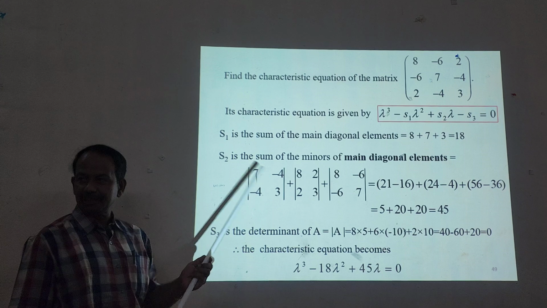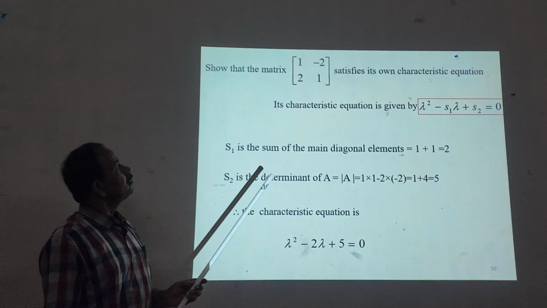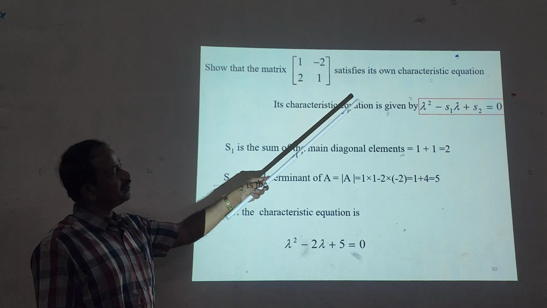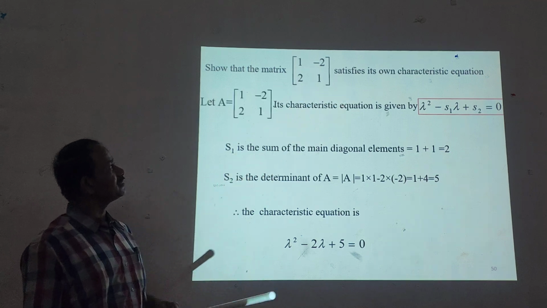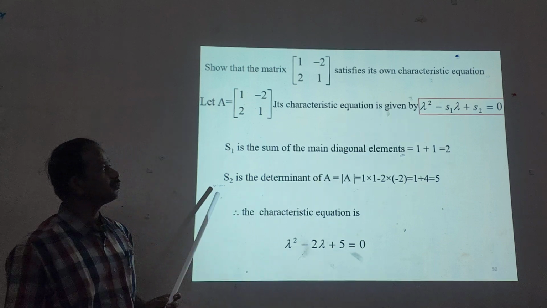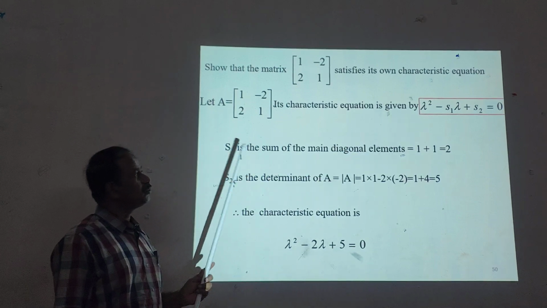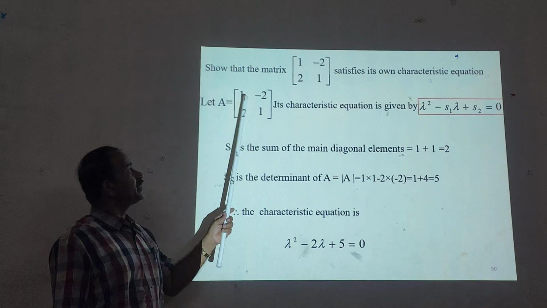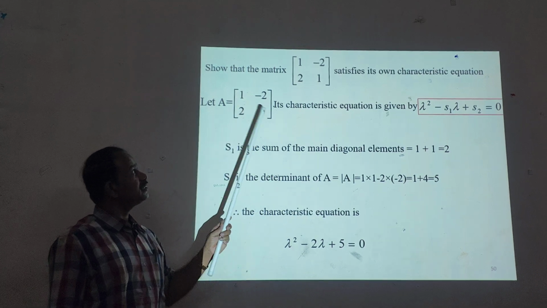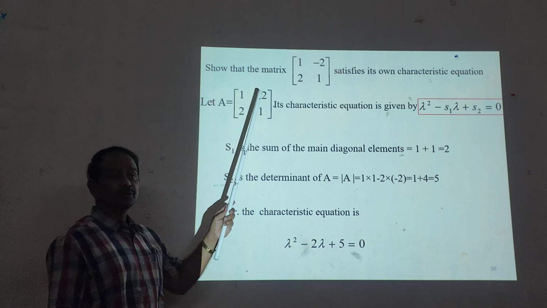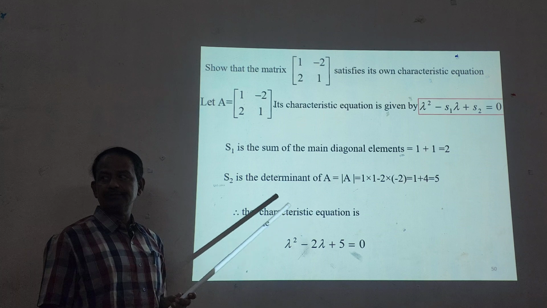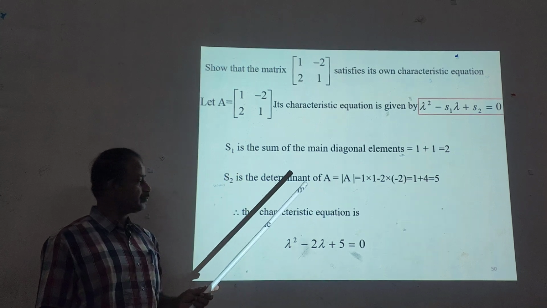So this is very simple. So 3 by 3 matrix. Show that this matrix satisfies its own characteristic equation. So this is 2 by 2 matrix, correct? 2 by 2. So you have to use only that formula, lambda squared minus S1 lambda plus S2 equal to 0, where S1 is the sum of main diagonals. So 1 plus 1, 2. What is S2? Determinant of the matrix. Determinant of the matrix is 1 multiplied 1, already 1 minus is there, so plus 4. So 1 plus 4, which is equal to 5. So det A equal to 5.